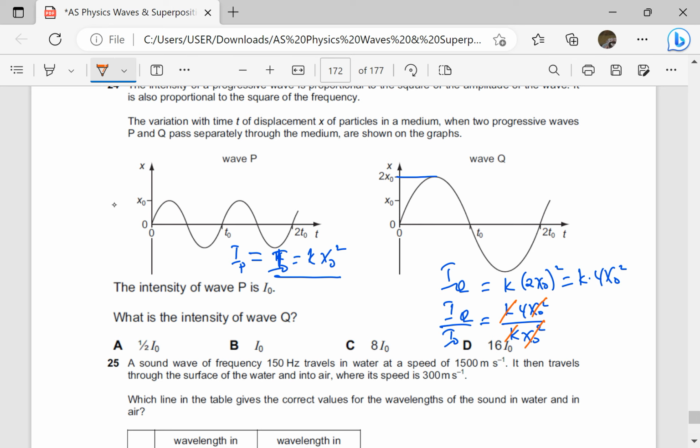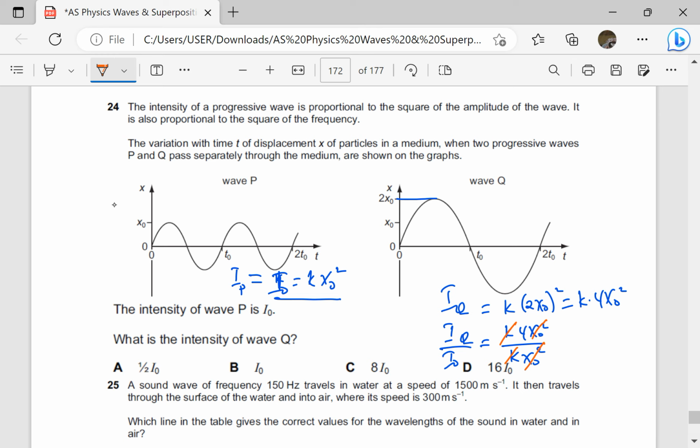What have I missed out? The intensity of wave P is I naught, and I naught is K times the amplitude here, which is X naught. So I naught is equal to K times X naught squared. Then IQ is K into twice X naught, but it is squared, so it becomes K times 4X naught squared. And then when I divide the two equations, IQ divided by I naught is equal to K times 4X naught squared over K X naught squared. So that means IQ is equal to I naught times 4.